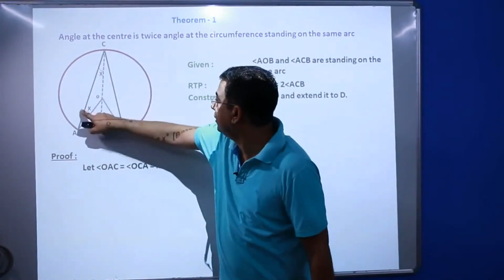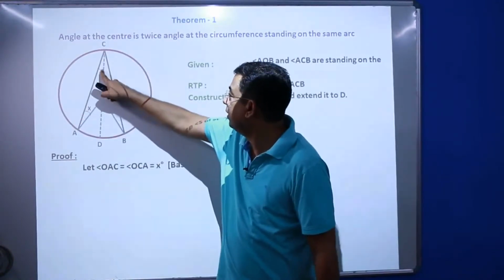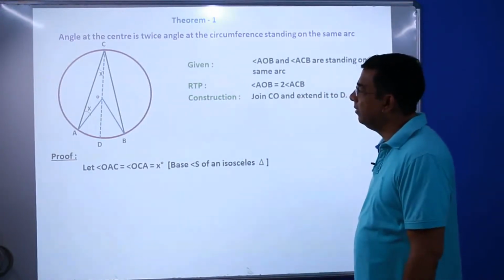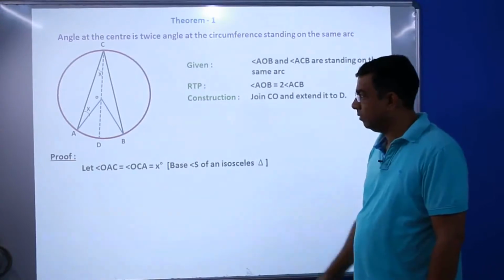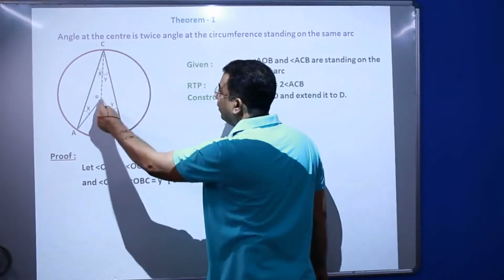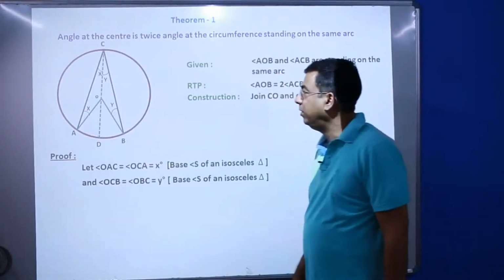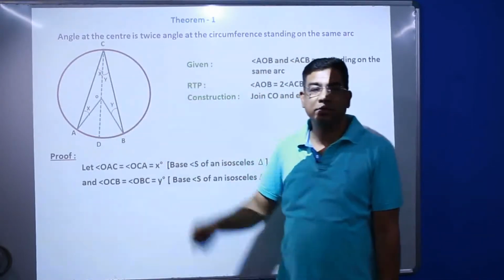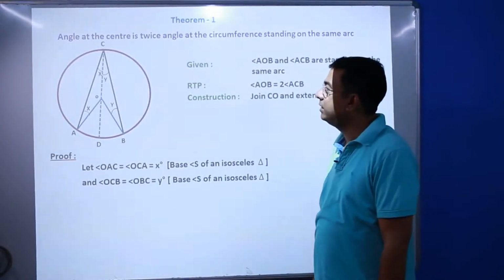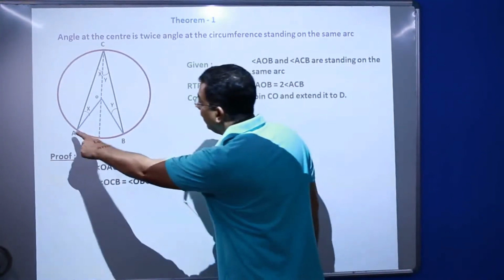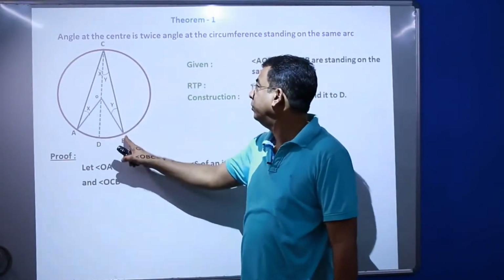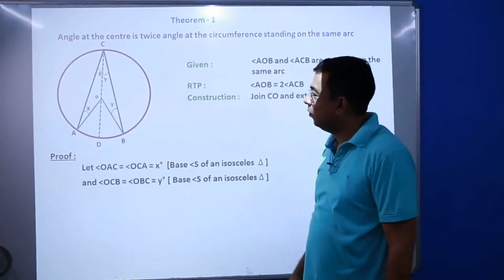So OAC, this one, and OCA, this angle. Both these are the base angles of an isosceles triangle. So I'm taking them with one unknown variable value, that is x degree. Next, similarly, angle OBC and OCB are going to be equal, because they are also the base angles of another isosceles triangle. Why? Because OB and OC are once again your radii of the same circle, hence these two will be equal. So in triangle AOC, I have taken the two base angles as x degrees, and in triangle OBC, I have taken the two base angles as y degree.